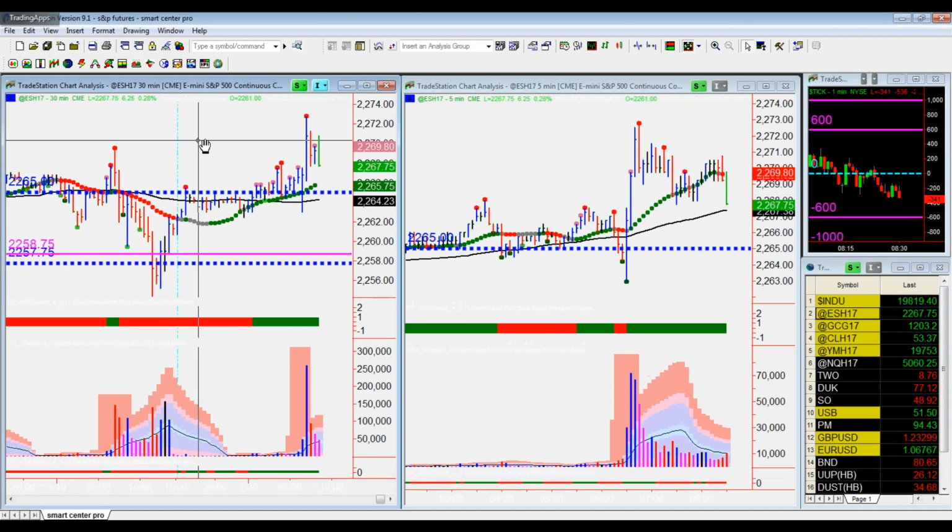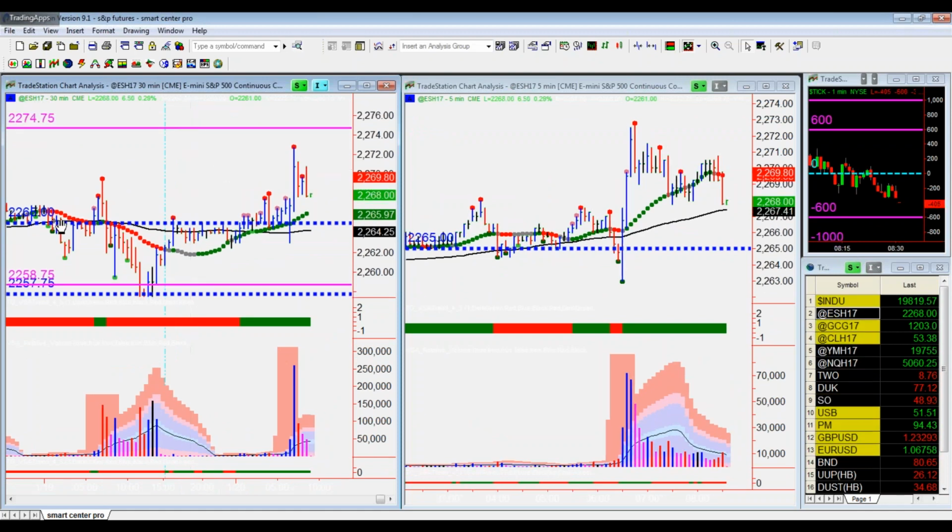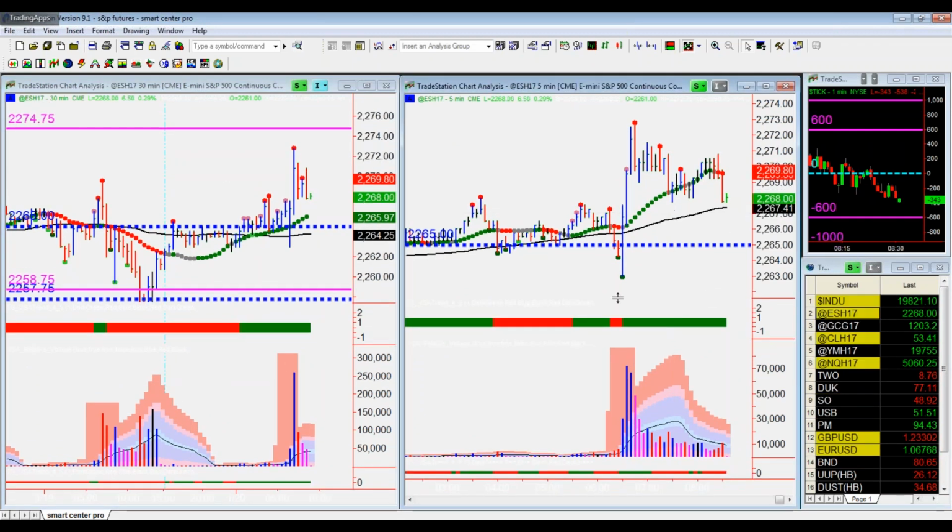Starting to get a pretty decent move here. Watch that 60, if it can break this low of 67.75, we'll probably see 65.5.